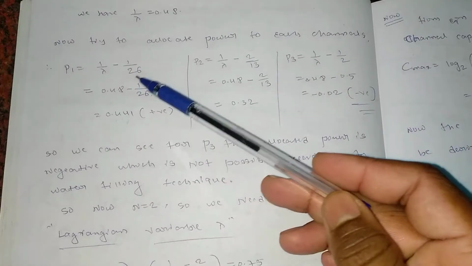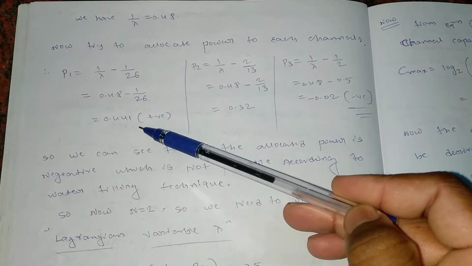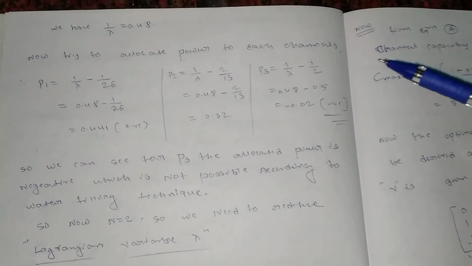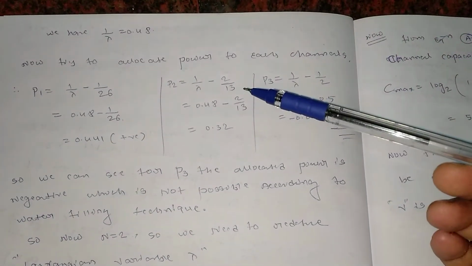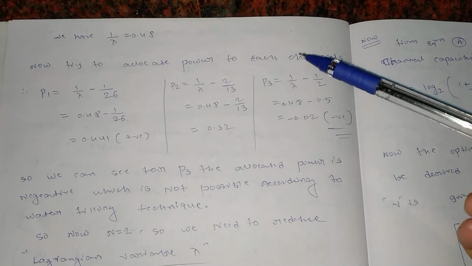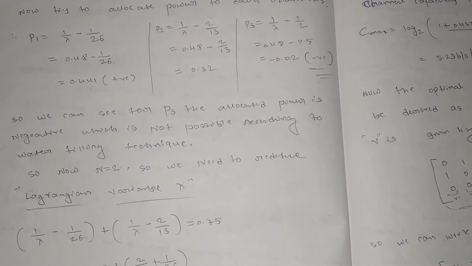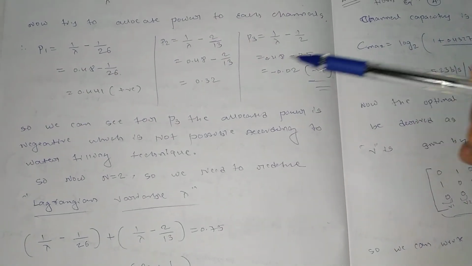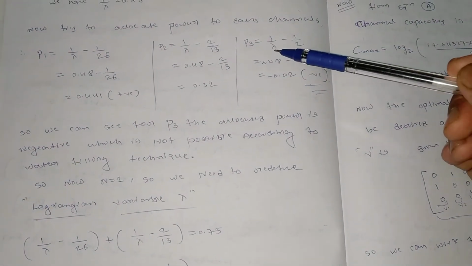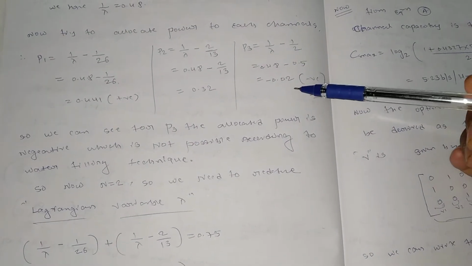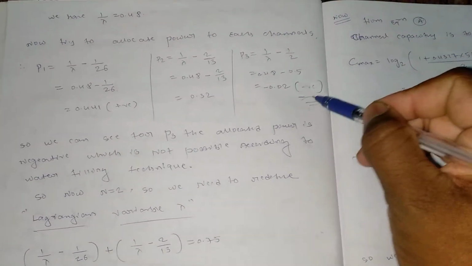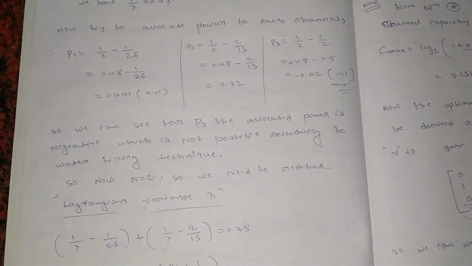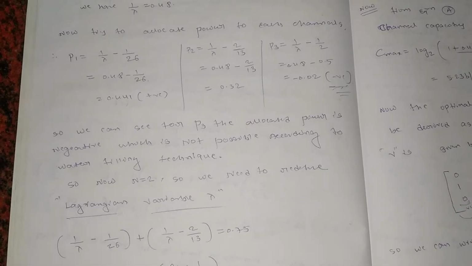Okay, so 0.48 I have got already, and 1 by 26, if I do the math, I am getting 0.441. This is positive, fine with power 1. And for the second one, that is P2 equal to 1 by lambda minus 2 by 13, which will be coming up to 0.32. And similarly, if I do for the third one, I am getting minus 0.02, which is not valid because it is negative. So negative power will not be allowed here.